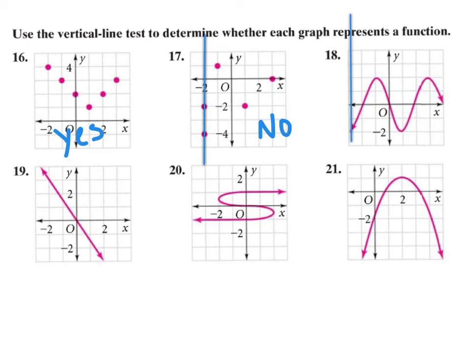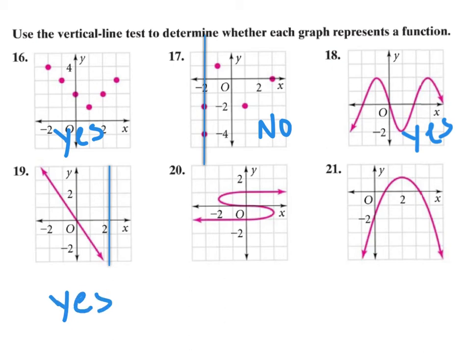For the next example, if I move my vertical line, it crosses at each point only once. So I could say that, yes, this is a function. For the next example in the bottom left, as I move my vertical line, it only crosses it once. So I could say that, yes, it is a function.